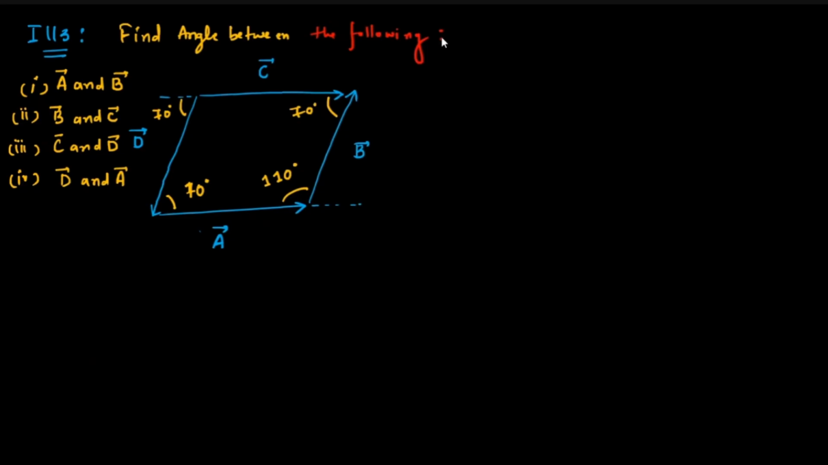Okay, for one I got 70. For A and B, it's 70. Correct. Two, I got 70. For B and C, it is going to be 70. That's also correct. Three, I got 110. C and D. Correct. Four, I got 110. That is also correct. All right. So you learned it so well.